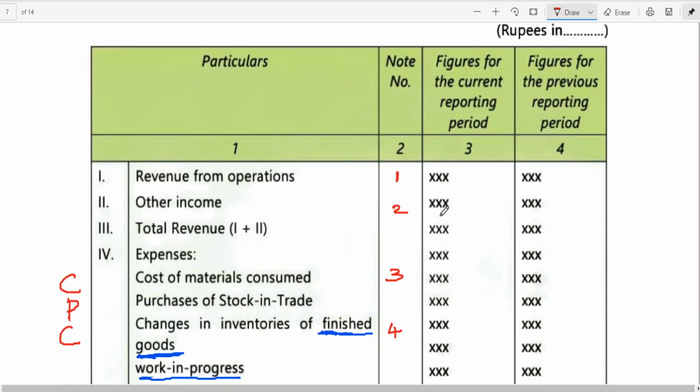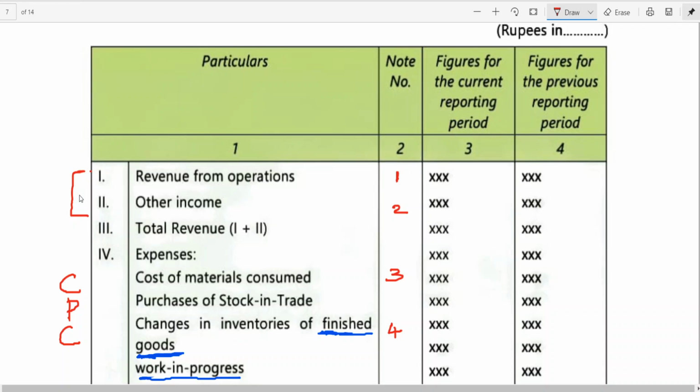Now revenue from operations, we write it as note 1, like what we learned in the balance sheet, the same thing, note 1, which I will work out and show you. Other income is note 2, simple. These two make total revenue. Revenue from operations, in simple words, is the trading account credit side, whatever we used to show, excluding closing stock, that is sales only. Revenue from operations can be taken as sales.